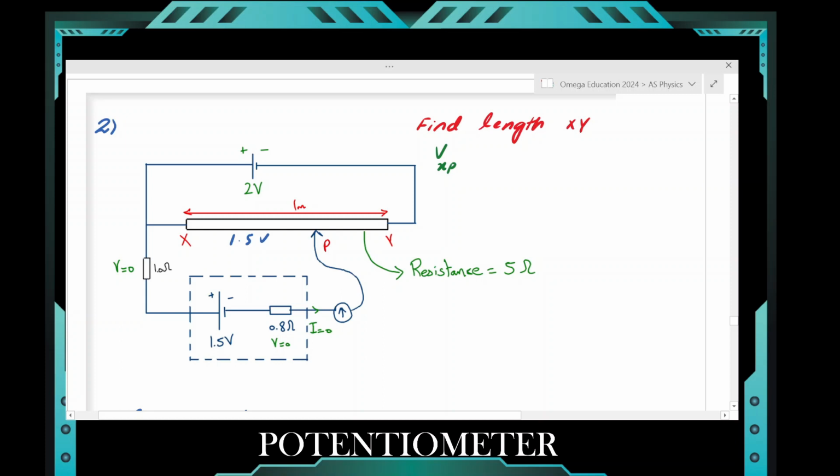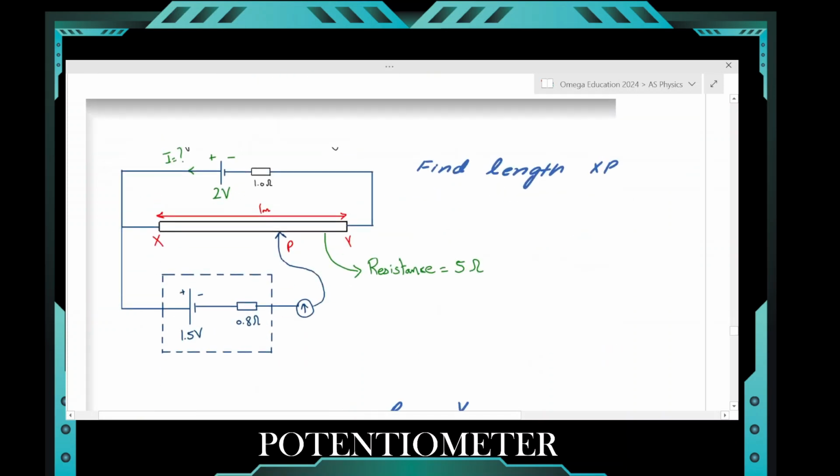And if you need to find the length, just use the ratio method. So volts over here, length over here. For 2 volts, the length was 1 meter. And if the length is xp, which we'll call x, how many volts would it be getting? 1.5. And the answer to this one would once again be 0.75. So let's move on to the next one.